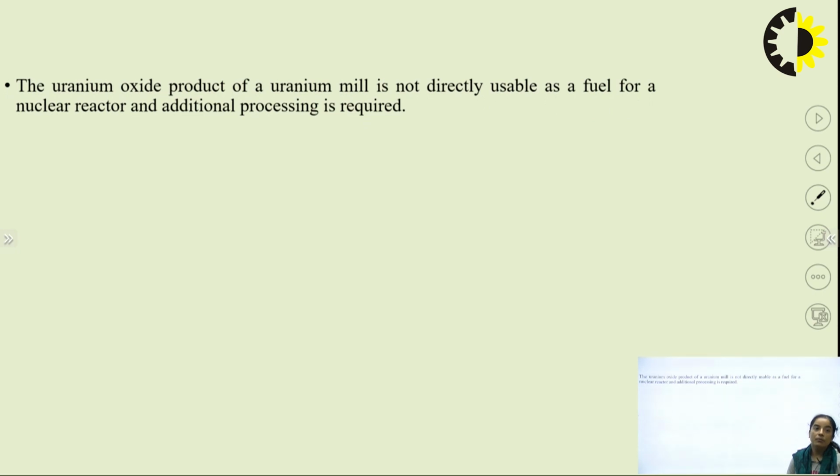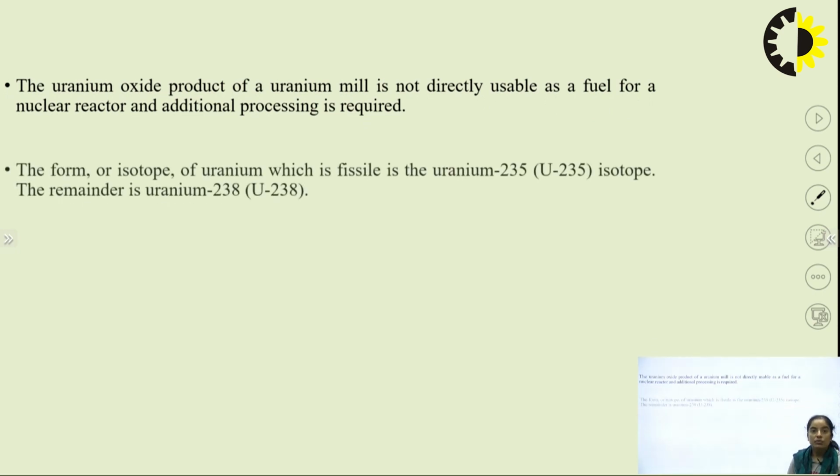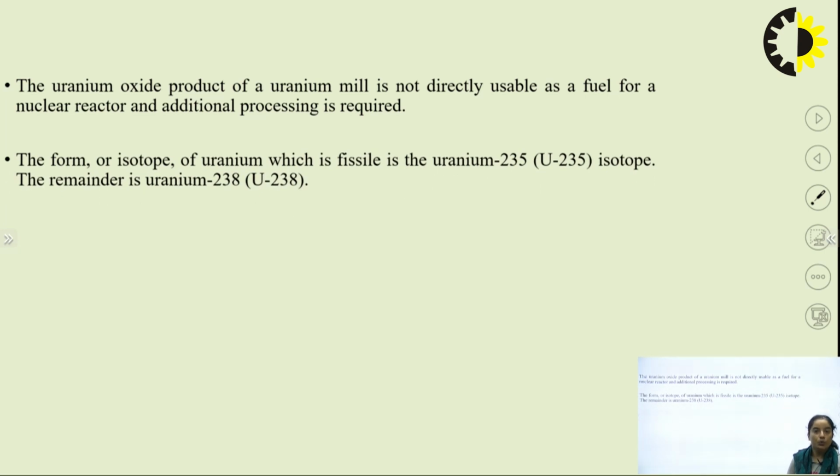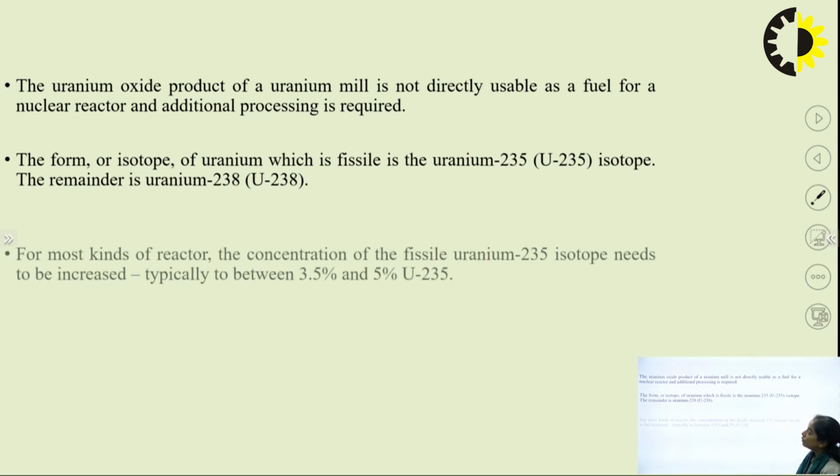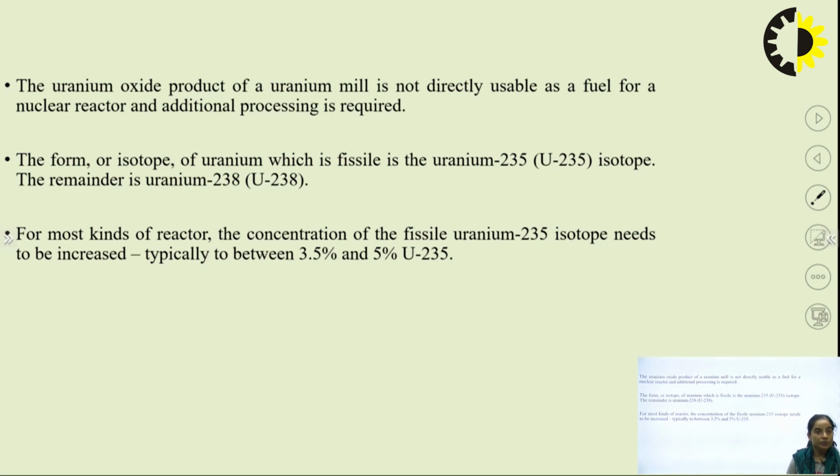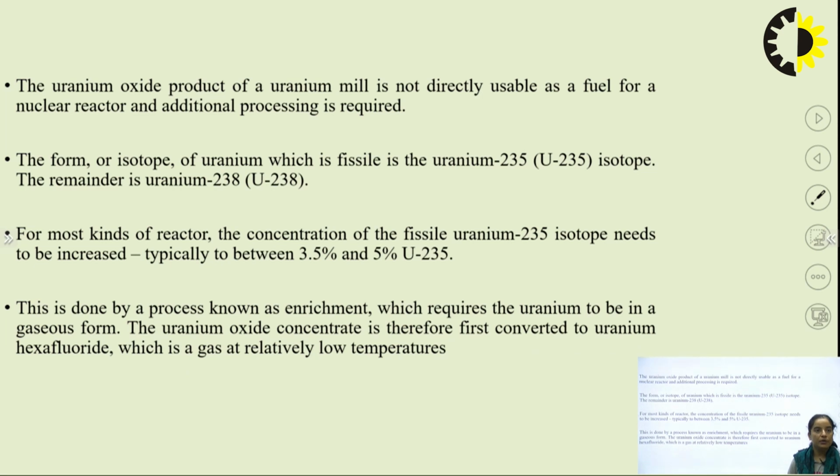So the uranium oxide product of a uranium mill, U3O8 as we had seen, is not directly usable as a fuel for a nuclear reactor, and additional processing is required.